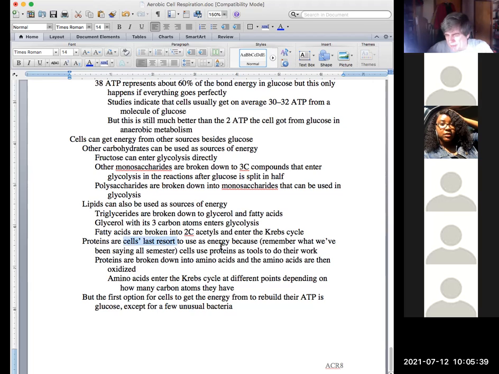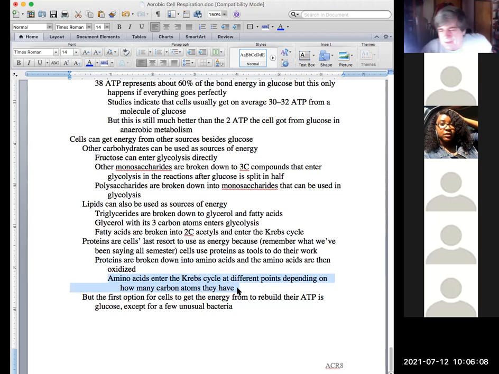Your cells can use proteins to get energy from, but this is your cell's last resort. Because think about what I keep saying. Proteins are the tools that your cells use to do work. So when proteins are used, the proteins are broken down into amino acids. And then the amino acids go into the Krebs cycle at different points, depending on how many carbon atoms they have. But usually your body only uses proteins when you're starving to death.